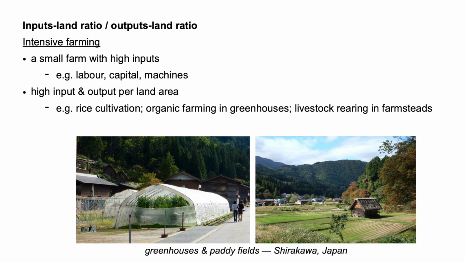So for example, naturally you would think it is a relatively small farm size. So a bunch of labor, a bunch of capital, let's say greenhouses, a lot of machines. So a lot of input put in a small farm size. So that would be intensive farming. For example, terracing, paddy growing, you will see a lot of farm labor.